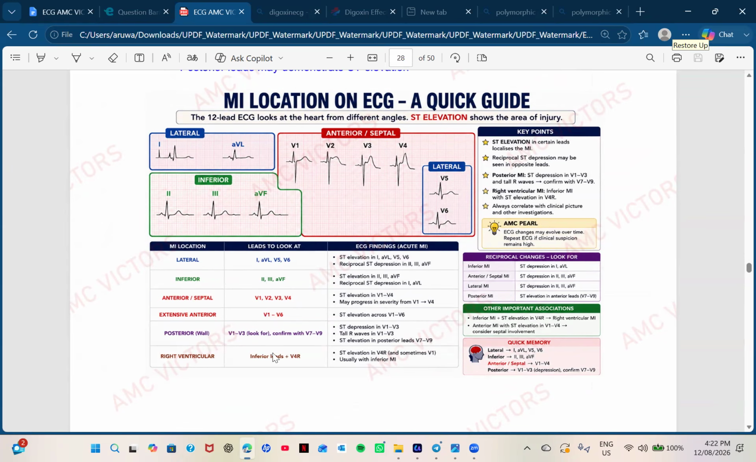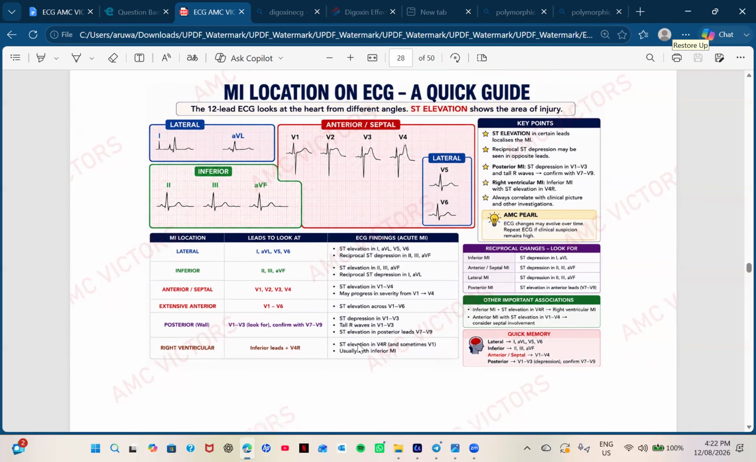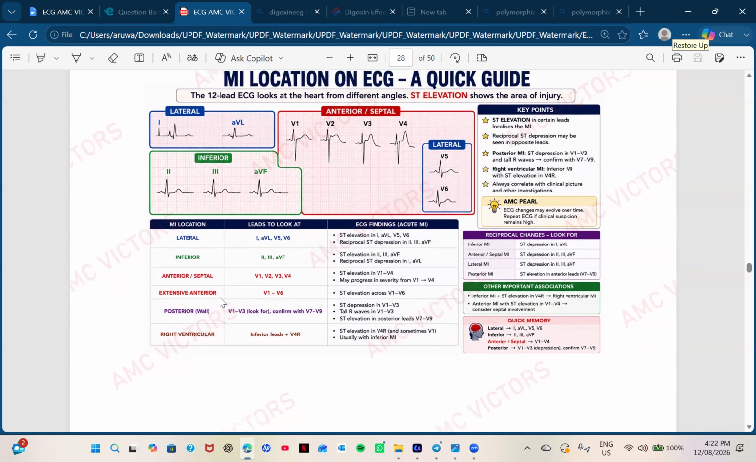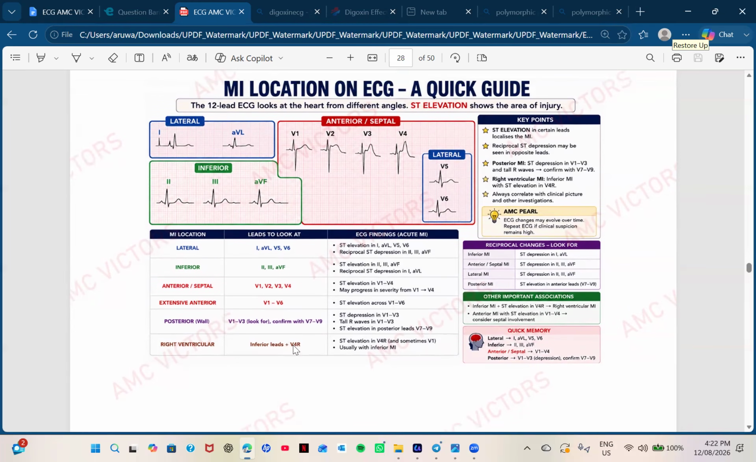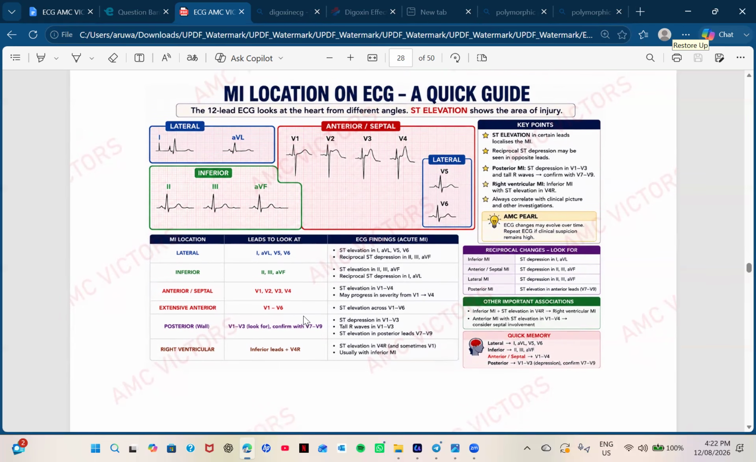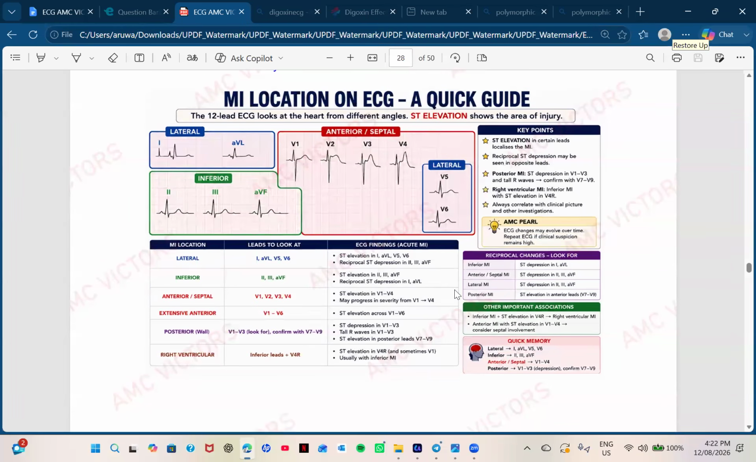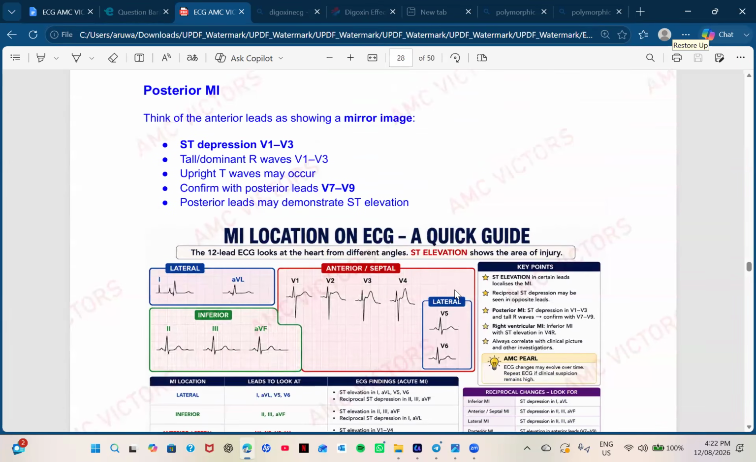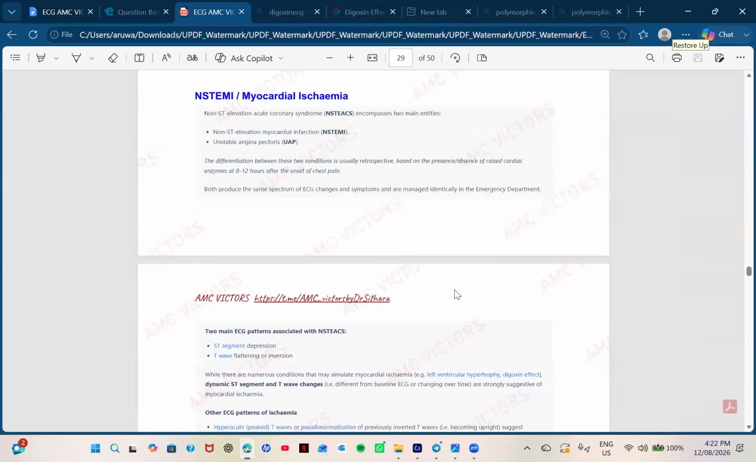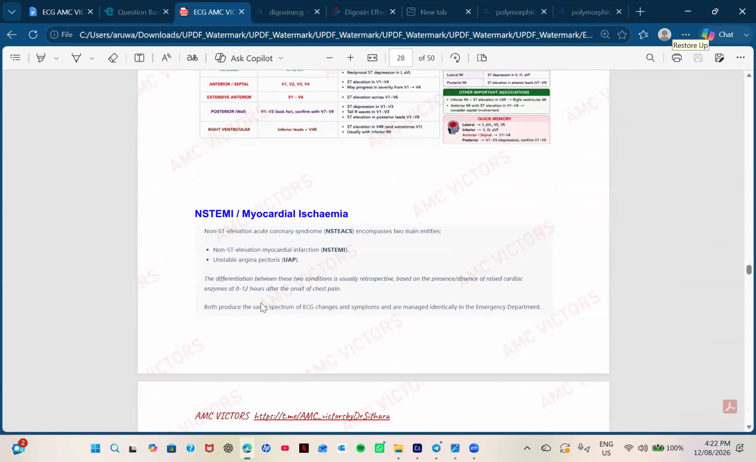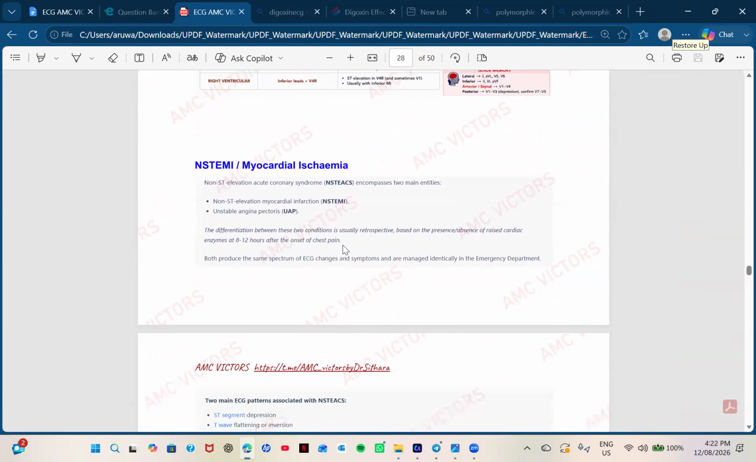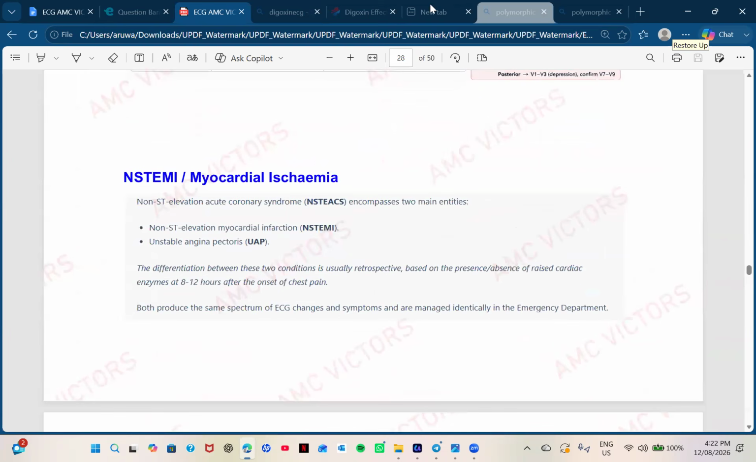In the posterior walls, we can look at V1 to V3, but to confirm, we have to check the other leads, V7 to V9, the posterior leads, right? Okay, and if it is right ventricular, inferior leads with V4, just forget it. You don't need to remember everything. But basically, lateral, inferior, anterior, septal, and posterior, you can remember it that way. Okay, the very important thing.